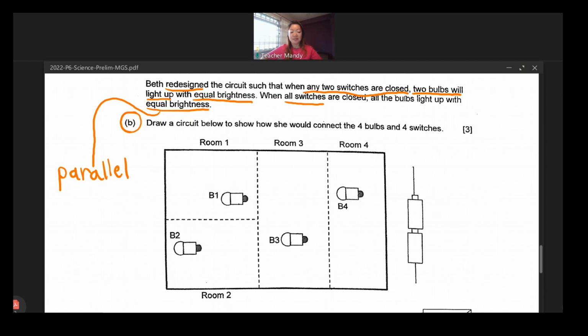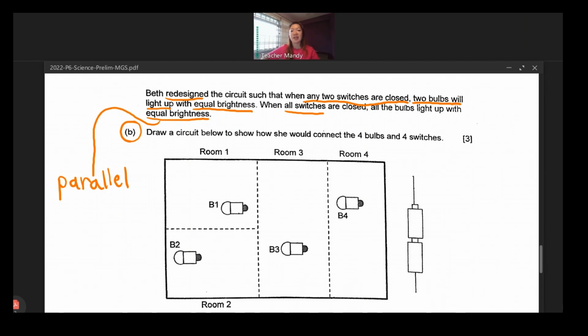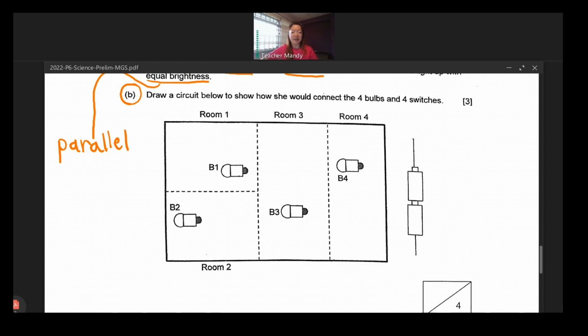Okay. Now, next thing is about drawing them. So since we need parallel, let's make it in such a way that all the switches and the bulbs are in parallel with each other. Now the part about any 2 switches are closed, 2 bulbs will light up with equal brightness. Generally, isn't it the same as when all switches are closed, all the bulbs light up with equal brightness? It's almost the same, isn't it? So just make it simple for yourself, all arrange in parallel, and that's how you're going to connect them.